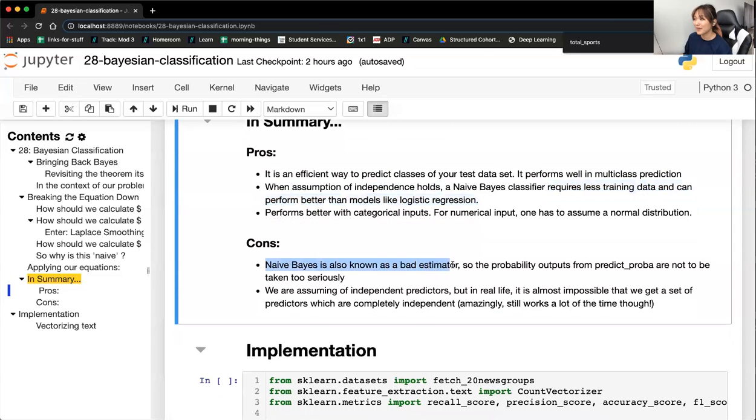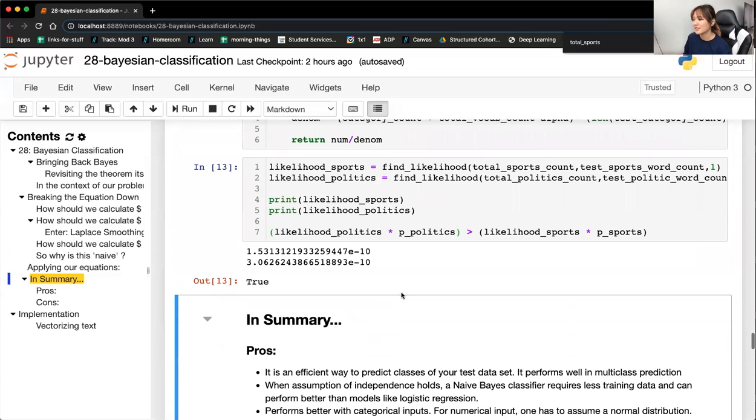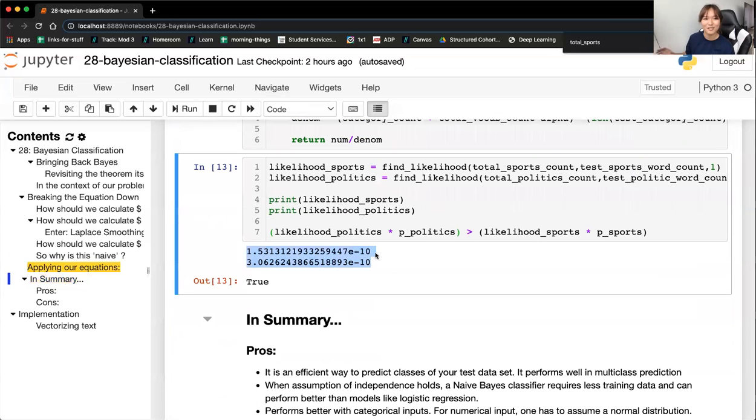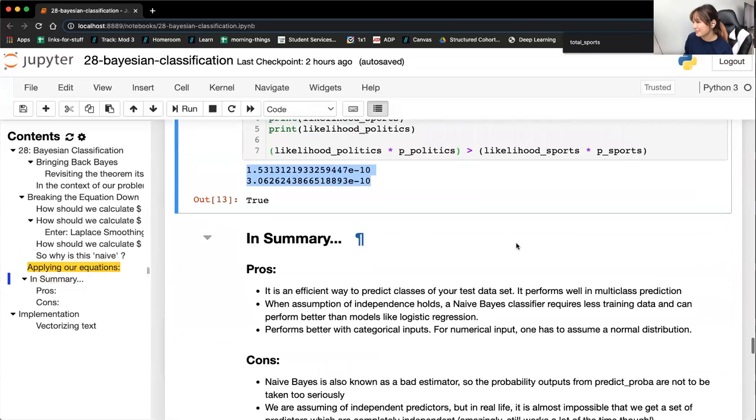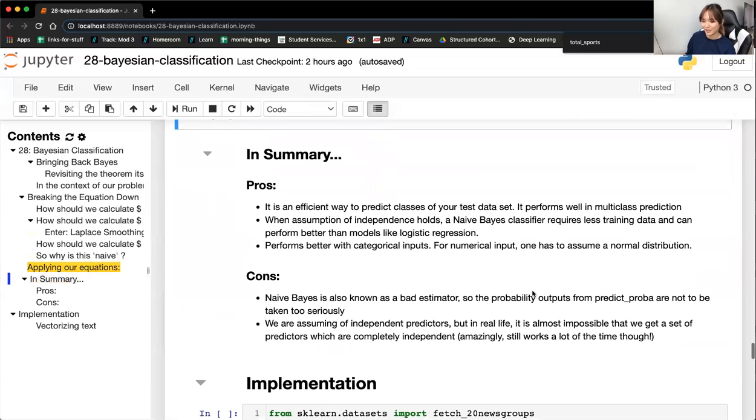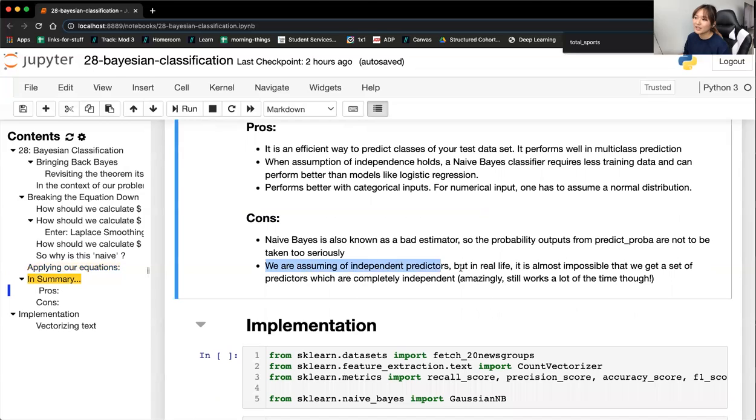Naive Bayes is also known as a bad estimator. Therefore, the probability outputs from predict_proba are not to be taken too seriously. By that, what I mean is you take a look at these probabilities. These are all to the power of -10. What can you really say about these probabilities? We're really just comparing which one edges out the other more. I think that might have something to do with the log probability, but I have to read into it and double check. And then we're assuming independent predictors. So that, again, is the con: in real life, it's almost impossible that we get a set of completely independent predictors, but amazingly, this model still performs fairly well overall.